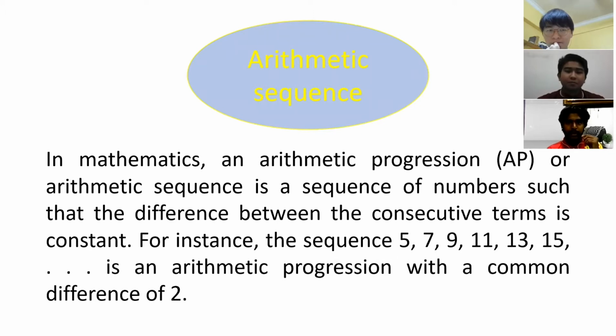Next, arithmetic sequence. In mathematics, an arithmetic progression, or AP, or arithmetic sequence, is a sequence of numbers such that the difference between consecutive terms is constant. For instance, the sequence 5, 7, 9, 11, 13, 15, and so on is an arithmetic progression with a common difference of 2, which means that 7 minus 5 you will get 2, and 9 minus 7 you will also get 2.